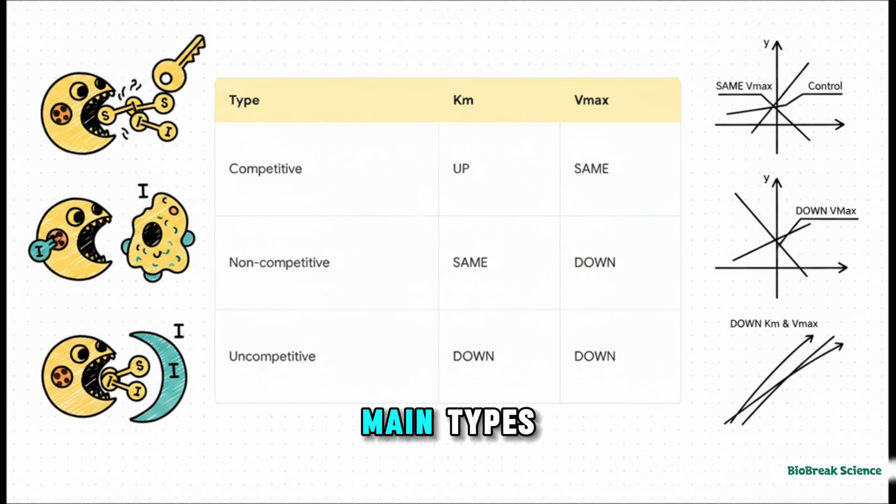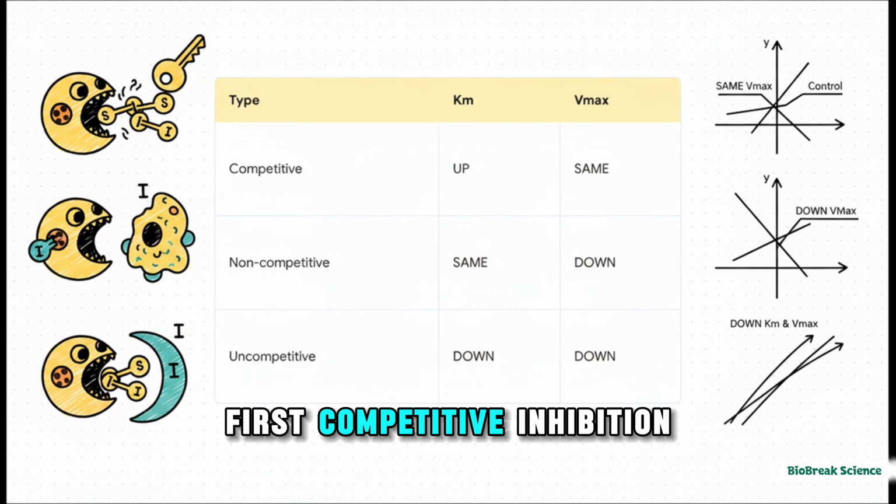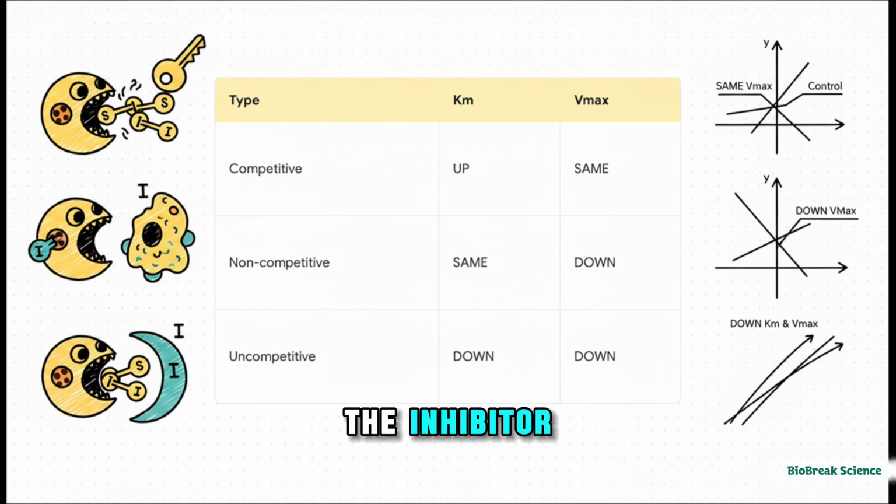There are 3 main types. First, competitive inhibition. In this scenario, the inhibitor looks almost exactly like the normal substrate and literally competes for the exact same active site. It's kind of like jamming the wrong key into a lock. The right key can't get in until that wrong key is removed.